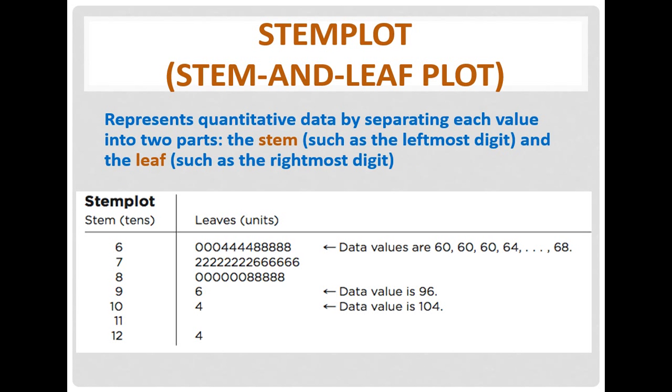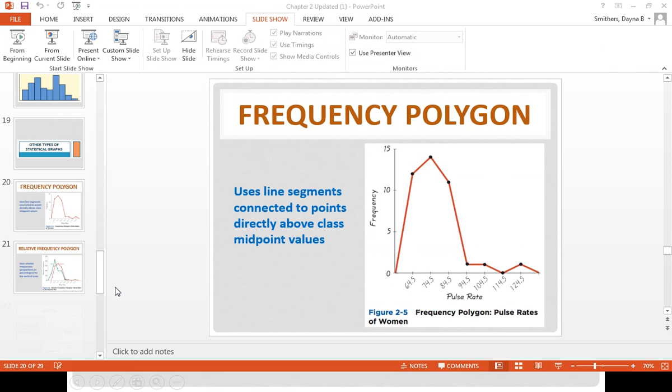A stem and leaf plot. This one you want to also star. What does this do? It represents your data by separating it into 2 parts. You have the stem, and then you have the leaf. So I want to actually look at how they did this. Let me go back for a minute. Let me get some information. Pause, Terry.